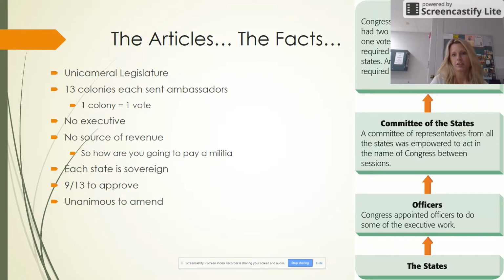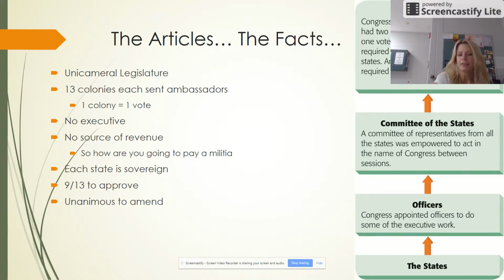Some facts about the Articles of Confederation. They had a unicameral legislature, which means that they had one body in the legislature. The 13 colonies each sent an ambassador, and one colony got one vote. So they might have had more ambassadors, but they still only got one vote each. There's no executive, so there's no official person at the head of the government. There is no source of revenue. This is kind of an issue. They don't have any money coming in. Any money that they are given is at the will of the state. So how are they going to pay, like, I don't know, a militia?